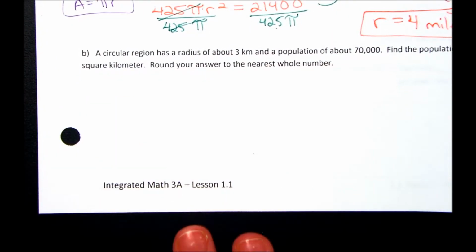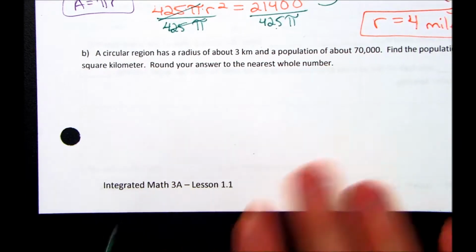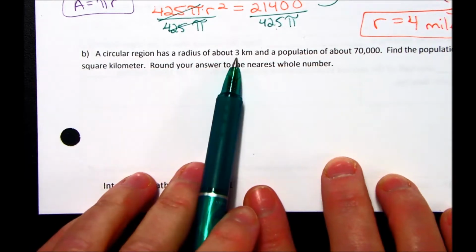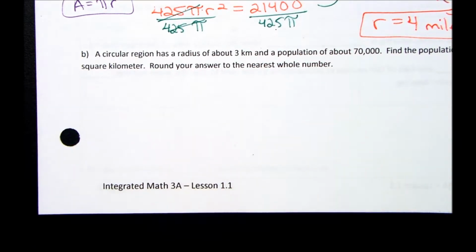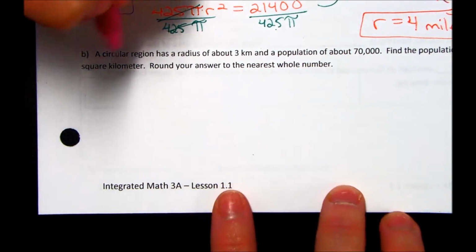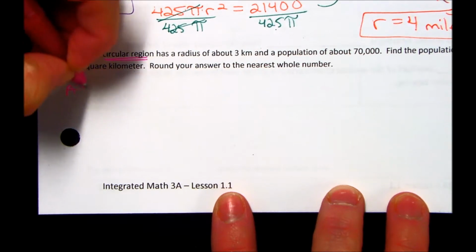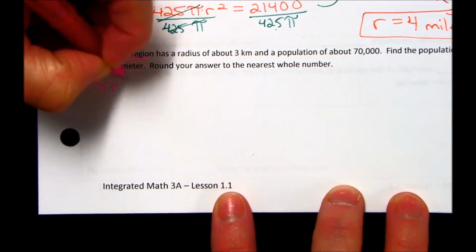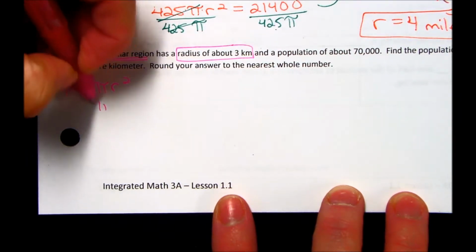So in example B, you are told that it's a circular region again. However, you're also being told that it has a radius of 3 kilometers. So they're telling you the radius this time rather than having you find it. But the circular region is important because that tells us that our area has to be pi r squared. Your radius is 3 kilometers.